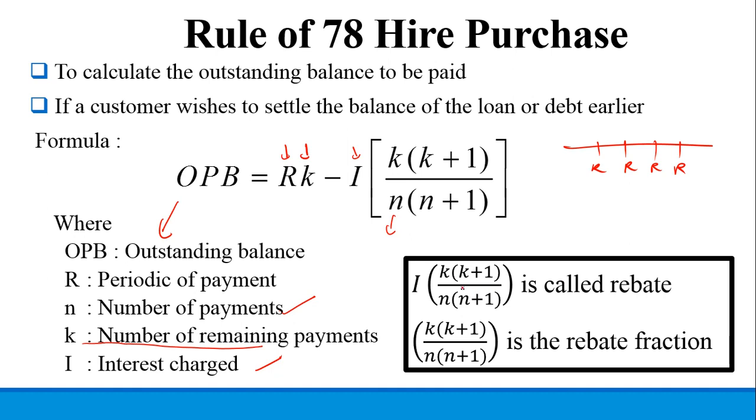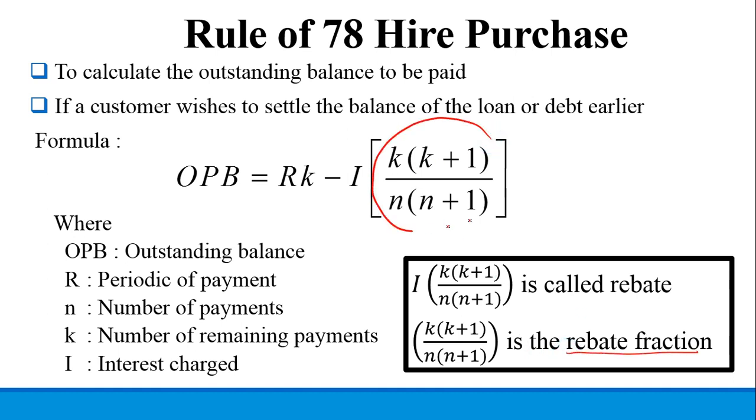If they say find the rebate, this is the formula for the rebate. You just take it overall from here. This is the rebate. How do you calculate the rebate? If you want to find the rebate fraction, you just calculate this one, without putting in the interest.